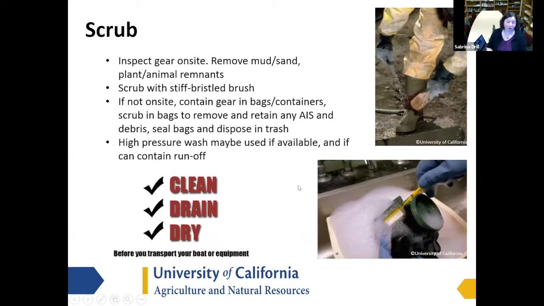Stiff brush is good. If you're not on site, when I've gone out and worked in areas where we'll have invasive species, we put all of our gear in plastic tubs, and I'll talk about what we did with it in just a minute. And then we would put on fresh gear at every site that we went to. So we just wore cheap rubber boots to go into streams. If you are in more of a professional context, or if you're a boater, there might be a high pressure wash available. That's great as long as that water isn't just running off into the water body. So yeah, scrubbing and just getting the stuff off is the first step.